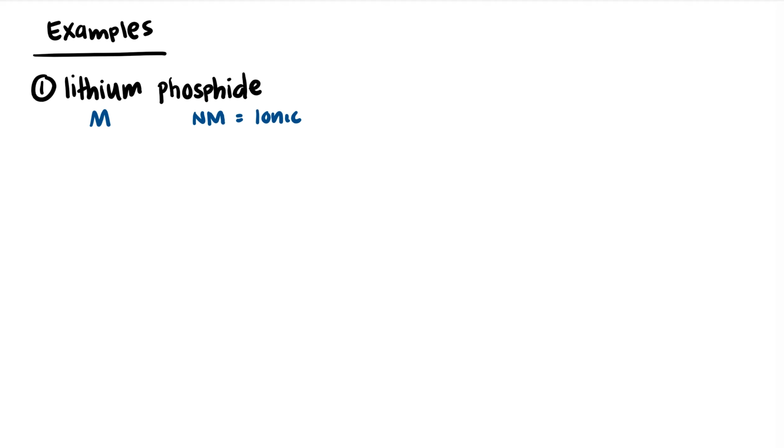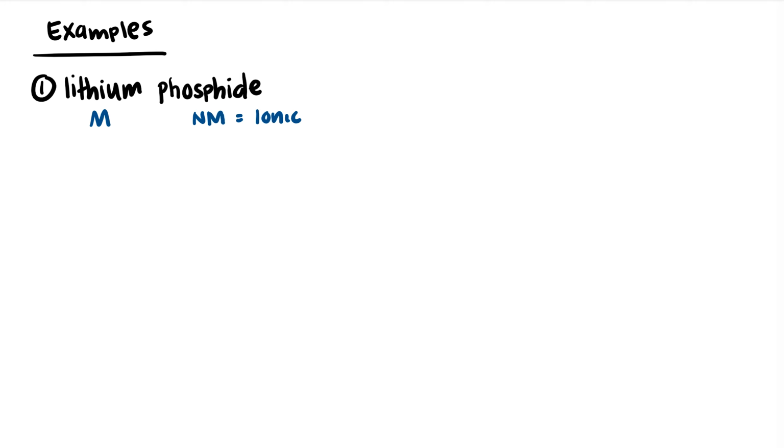So let's take a look at some examples. Number 1, lithium phosphide. First of all, I recognize this as an ionic compound because lithium is a metal and phosphide is a non-metal. So I know that this is ionic, and obviously we don't have prefixes in the name. So how are we going to write the chemical formula if the name doesn't have prefixes to tell me how many lithiums and how many phosphides?